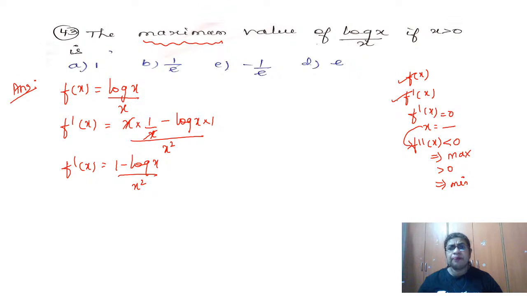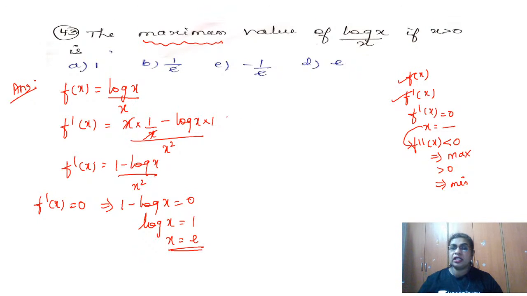So f and f dash are over. What is my next step? Equate to 0. When I equate f dash of x equal to 0, the x square will join 0 and it is 0. So 1 minus log x will become 0. Minus log x shifted to the other side, so log x is equal to 1. How to get rid of log now? Take exponential on both sides. Here e power log x will become x, so you get x is equal to e. This is the critical point.